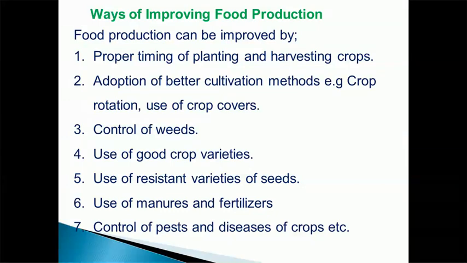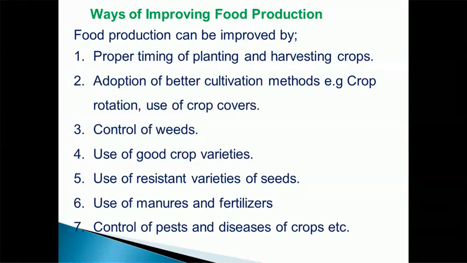Number three, control of weeds. Weeds are unwanted plants around our crops, so they have to be removed regularly and controlled, of course. Number four, use of good crop varieties, yes, so that when they grow or germinate, they can give a good harvest of crops. Five, use of resistant varieties of seeds, so that the plants that will be harvested at the end will also be okay. And six here, use of manure and fertilizer to improve the fertility of the soil and make the crops grow well.